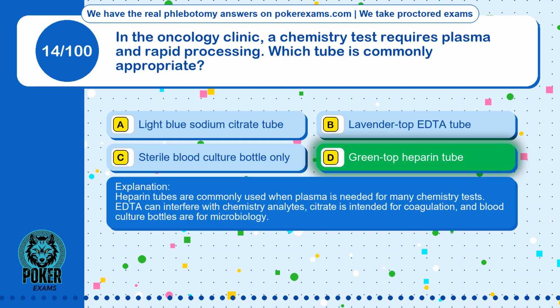Heparin tubes are commonly used when plasma is needed for many chemistry tests. EDTA can interfere with chemistry analytes, citrate is intended for coagulation, and blood culture bottles are for microbiology.